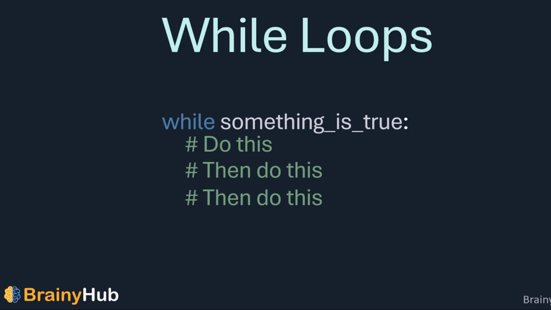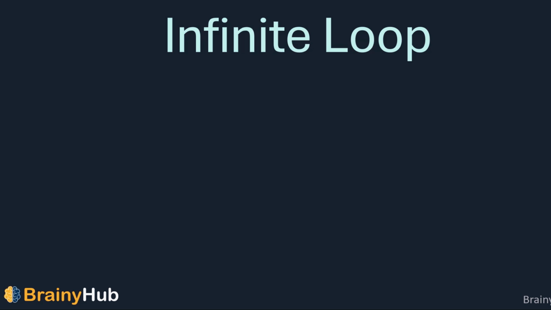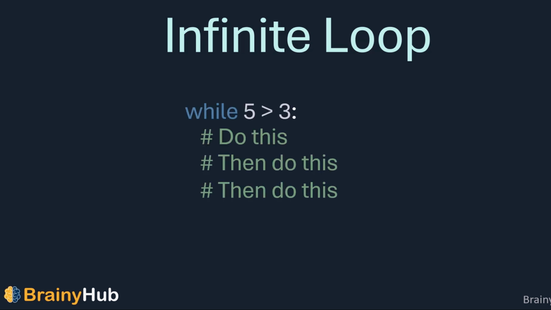Now when we are working with while loops, you have to look out for something called an infinite loop. Now an infinite loop is a loop which runs for an infinite amount of time. So this can happen with the while loop very easily. Like for example, let's say we have a while loop which checks if 5 is greater than 3, then perform these tasks like so. Now this is going to be turning out to be an infinite loop.